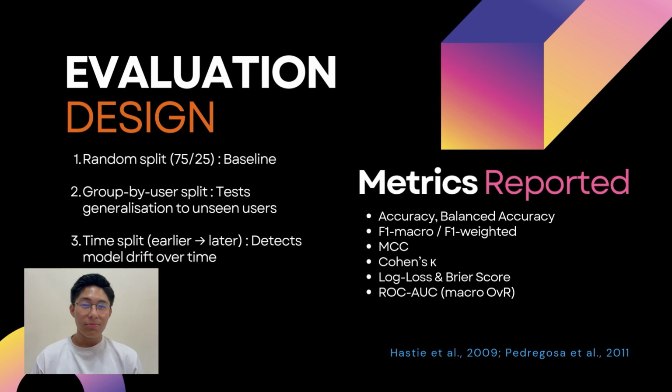time periods. To assess performance across these scenarios, we use a comprehensive set of metrics, including accuracy, F1 macro, F1 weighted, Matthews correlation coefficient or MCC, log loss, Brier score, and ROC AUC. Together, these metrics provided a balanced view of not only correctness, but also calibration, robustness, and reliability.